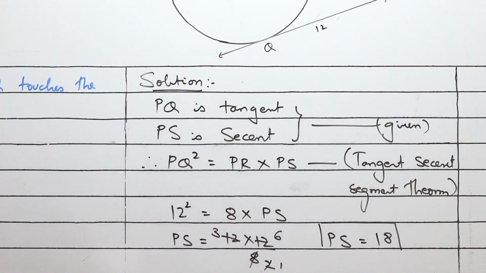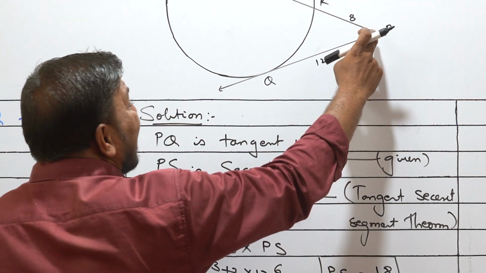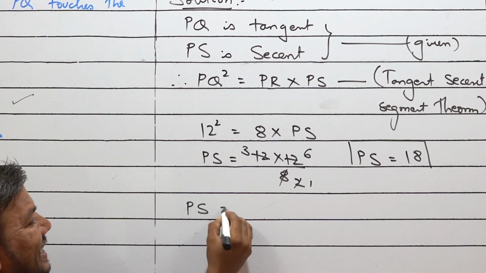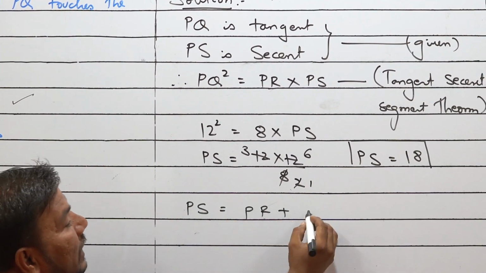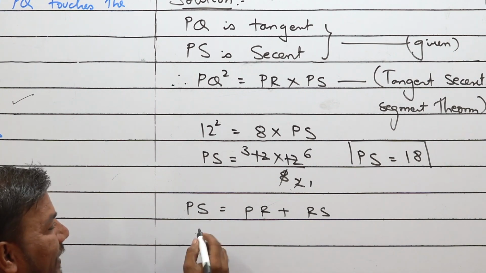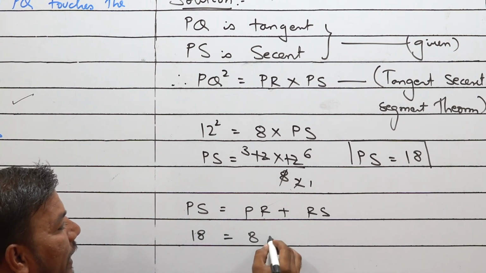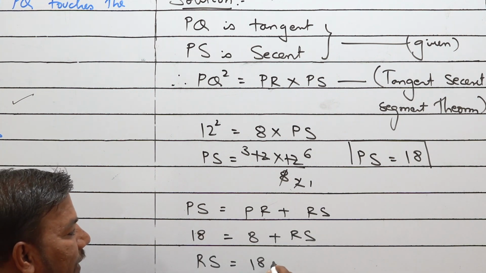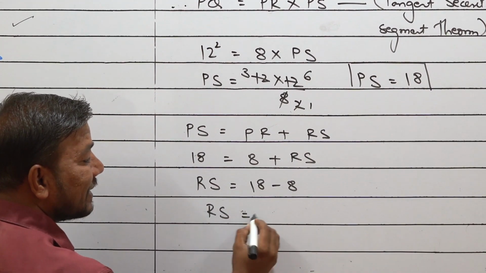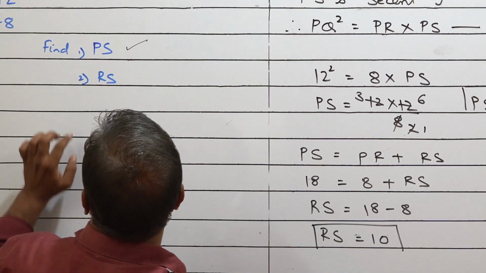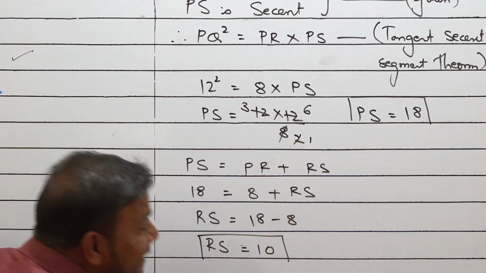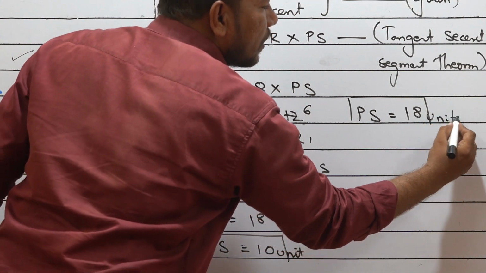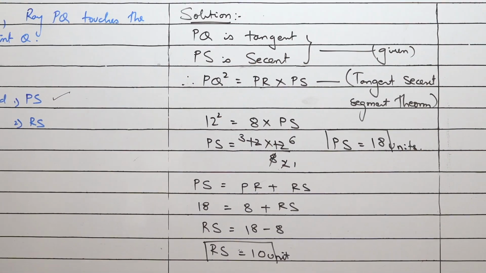Fine. Now PS is 18. What is PS equal to? PR plus RS. PS is 18, PR is 8, and we have to find RS. If 8 goes to the other side, it is subtracted, that is 18 minus 8. So therefore RS is equal to 10. Check the unit. It is not given, so we will not write anything. If a unit is given, we'll write units here. Done with this? So simple.